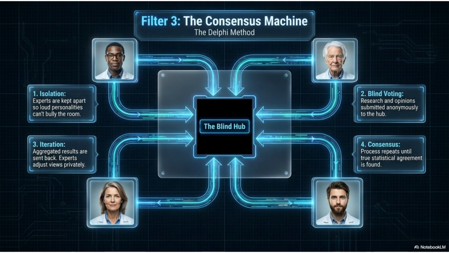Filter 3 is the consensus machine, or the Delphi method. Experts are kept isolated, submit opinions anonymously, and results are aggregated and sent back. This process iterates until a true statistical agreement is found.